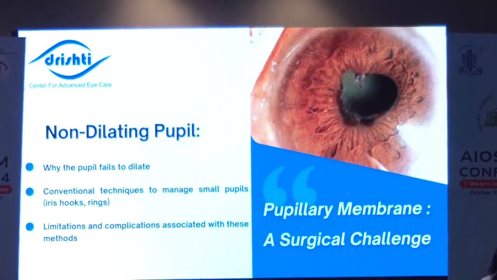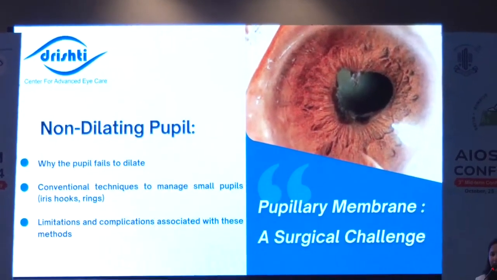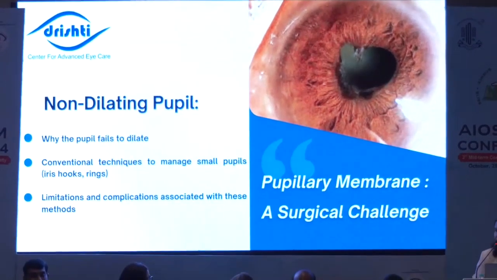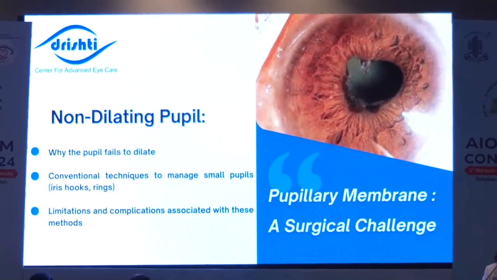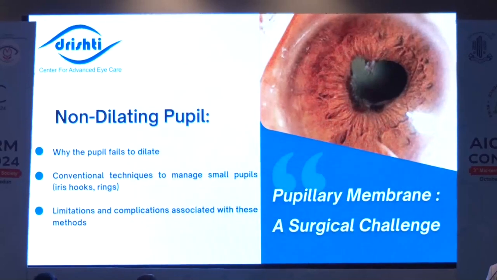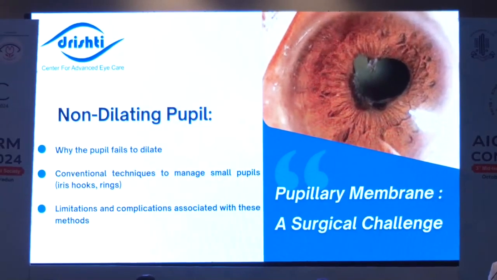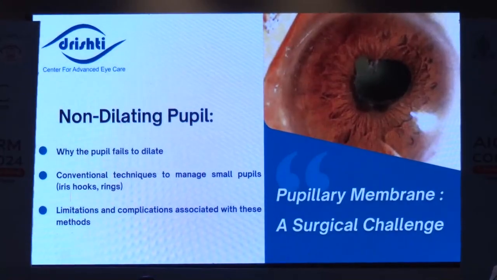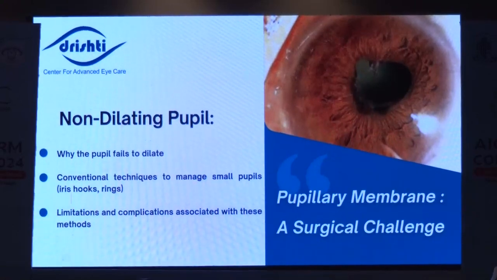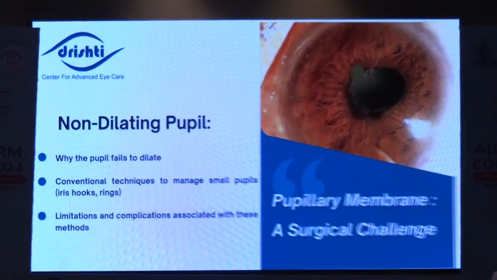So in these non-dilating pupils, the synechiae caused between the iris and the capsule cause the failure to dilate. The conventional techniques often come in handy, using iris hooks or rings or pupillary dilators, but they have some limitations and complications associated with these methods.